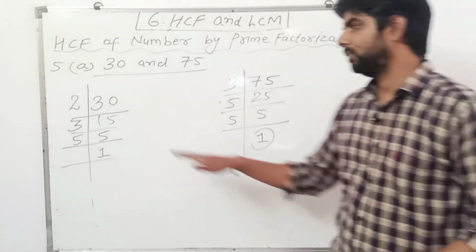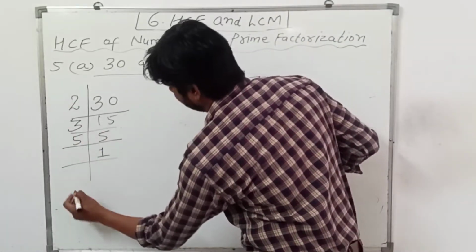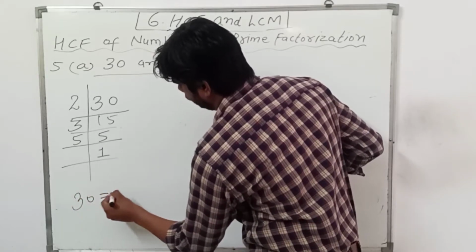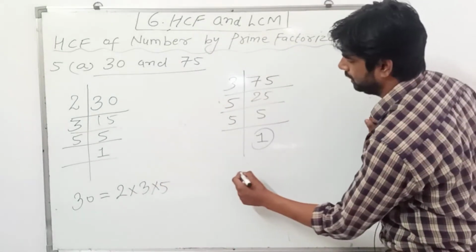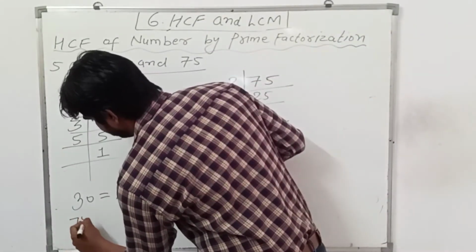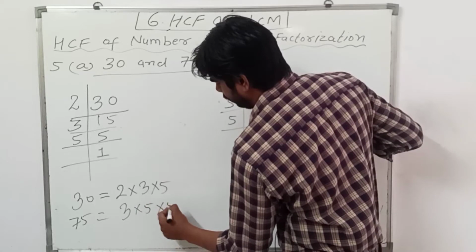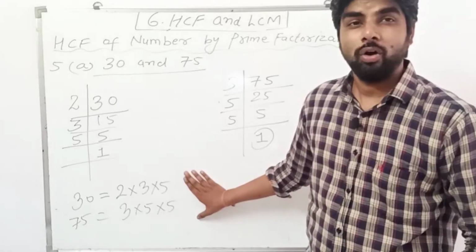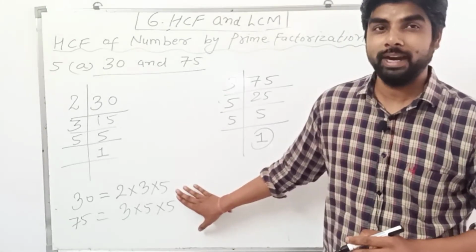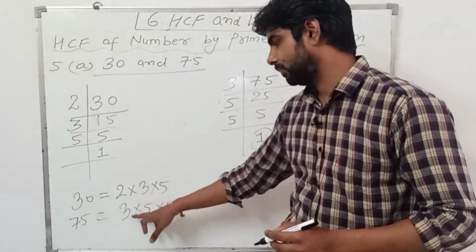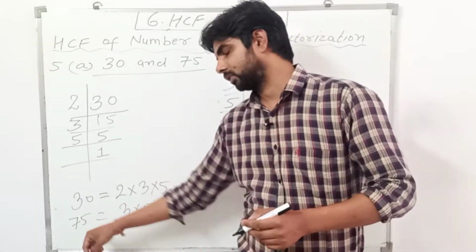Now what do we have to do? We have to write all these as a product. So we will write 30 as the product: 30 is equal to 2 into 3 into 5. And we can write 75 also as a product, 3 into 5 into 5. We have already learned that the numbers we write as a product are also the factors of that number. So 2 is a factor, 3 is a factor, 5 is also a factor of 30. Here also 3 is a factor of 75, and 5 is also a factor of 75.